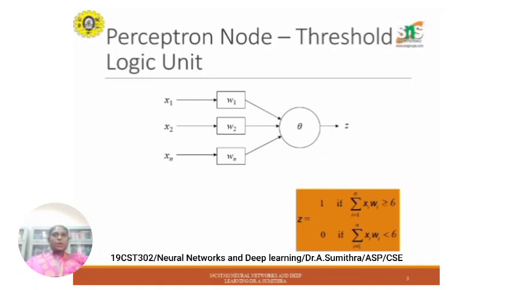The perceptron architecture mimics the basic structure of a biological neuron, with the inputs analogous to dendrites, the processing unit comparable to the cell body, and the output analogous to the axon. Mathematically, the perceptron computes a weighted sum of its inputs, adds a bias term, and applies an activation function to determine the output.